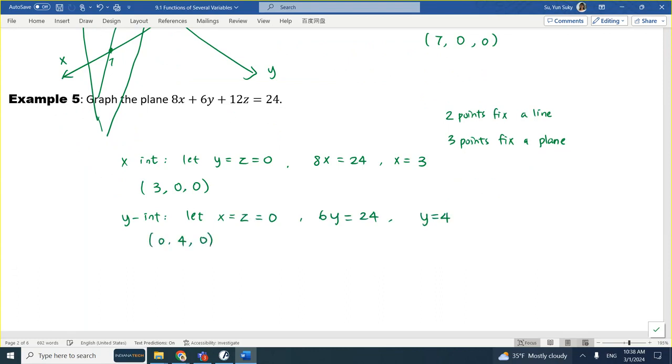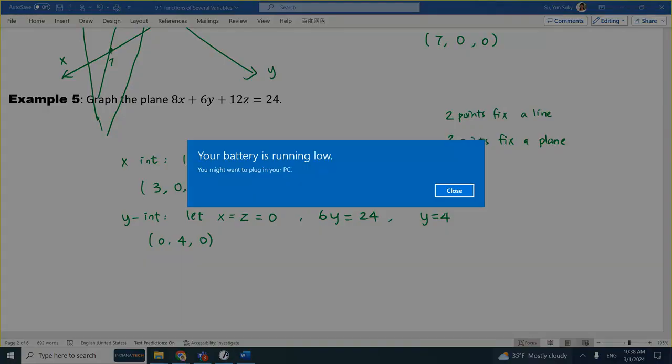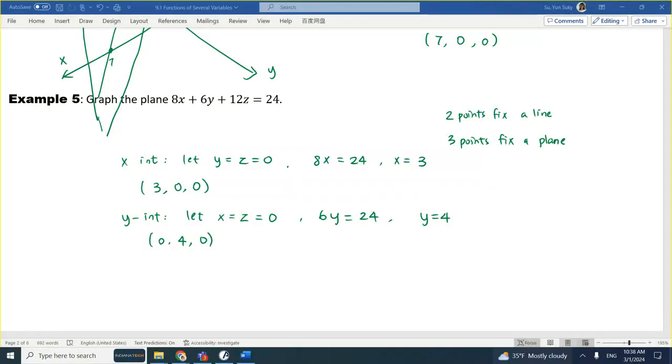Is z the easiest to set to 0, or is it like the standard form? Okay, so for the x-intercept, you only look at the x-axis. All the other variables are zeros. And because here we need 3 points, we will find all the intercepts: the x-intercept, y-intercept, and the z-intercept.